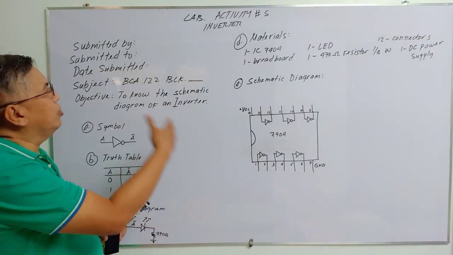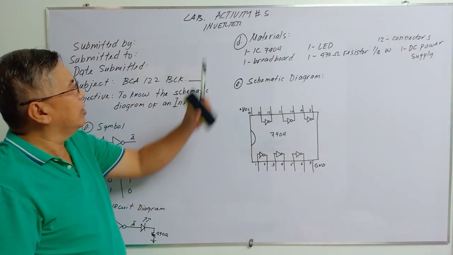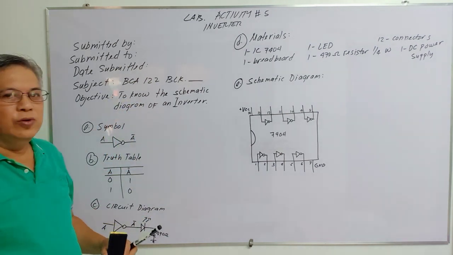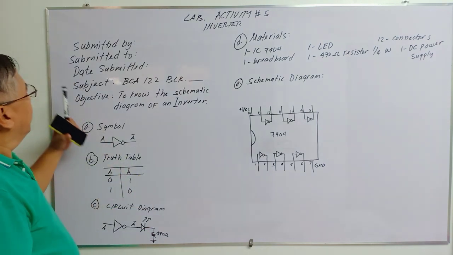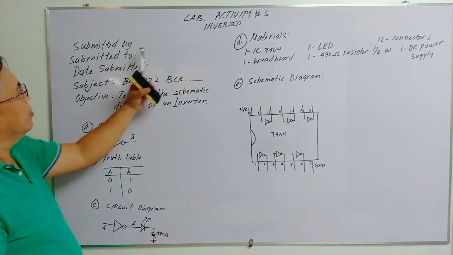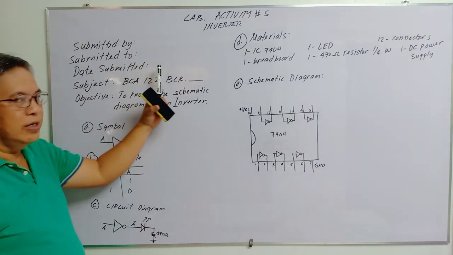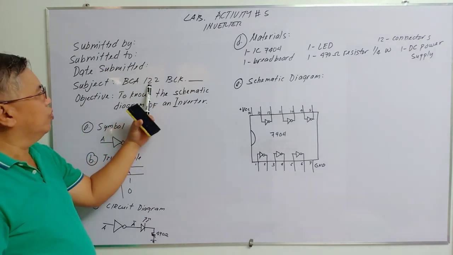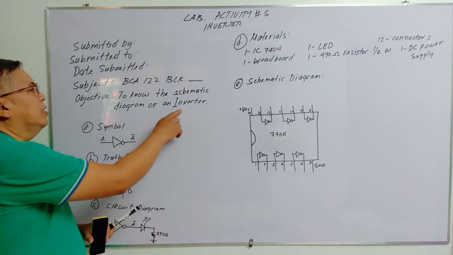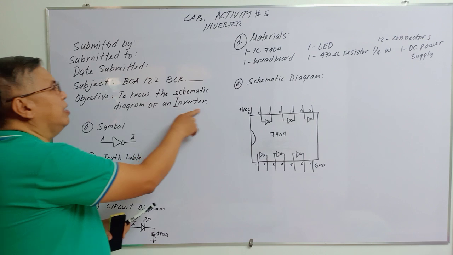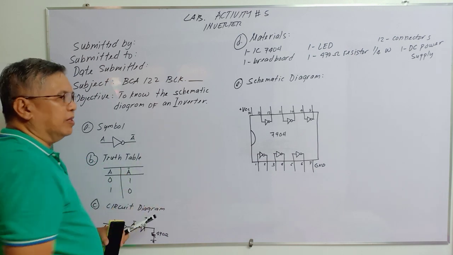Now, before we go into the detail on how to make the schematic diagram, for example, on the inverter, let me first discuss our template for our laboratory activities. For the first one, we have submitted by, so you write your name here, submitted to the name of your professor, date submitted, then you have subject, BCA122, block, then you write your block number here, then the objective. Since we will be performing the inverter, our objective is to know the schematic diagram of an inverter.